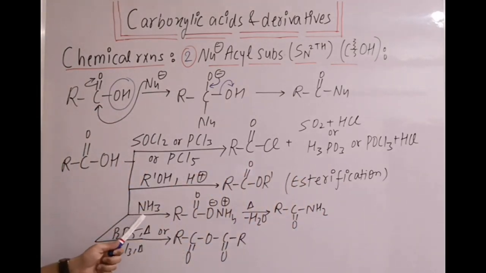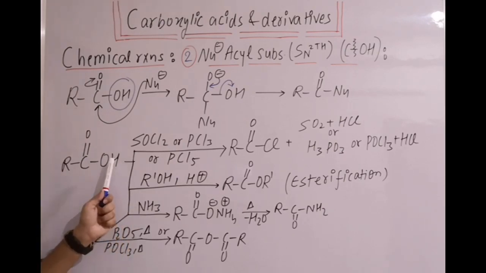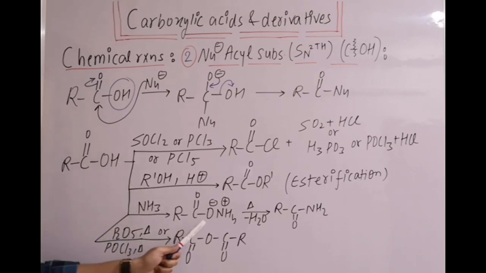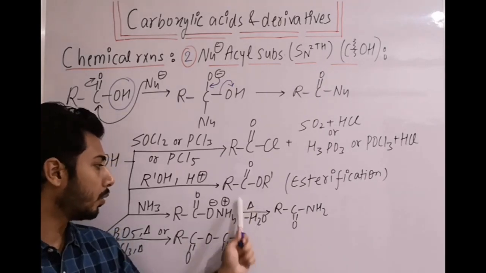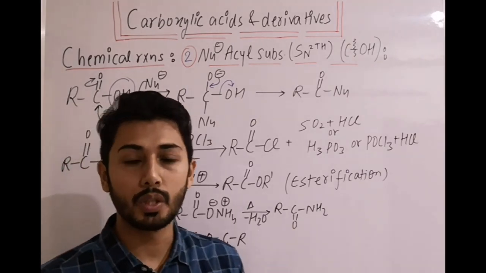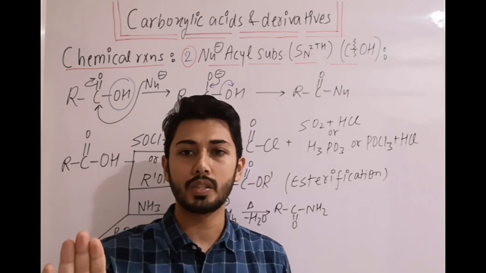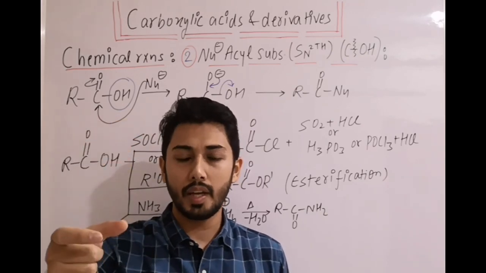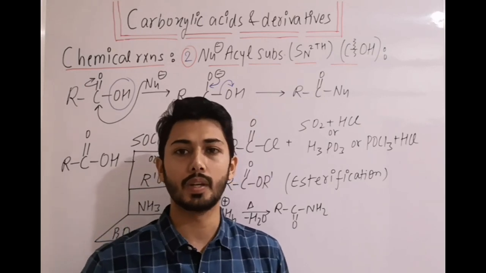Then third is with ammonia, OH leaves. But here remember one thing: ammonia is a base and carboxylic acid is an acid. It gives H plus to the base, and what is formed? Salt, RCO minus NH4 plus. Then after heating, H2O is released and we get the amide group. Remember, in this reaction, if ammonia with heat is given, it directly forms RCONH2, and if only ammonia is given, then it forms the salt first. After heating, H2O is released.